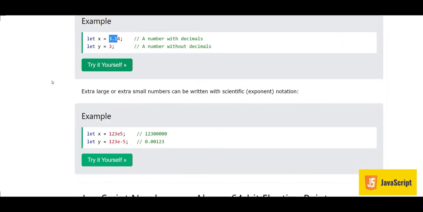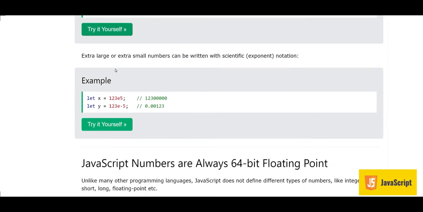Okay, so what to do if we have large numbers or small numbers? Extra large or extra small numbers can be written with scientific exponent notation. For example, this is a very large number, 123e5, or 10 power 5, and this is a small number, 123e-5. So this number 0.00123 can be written in this form, and 12300000 can be written as 123e5, right?